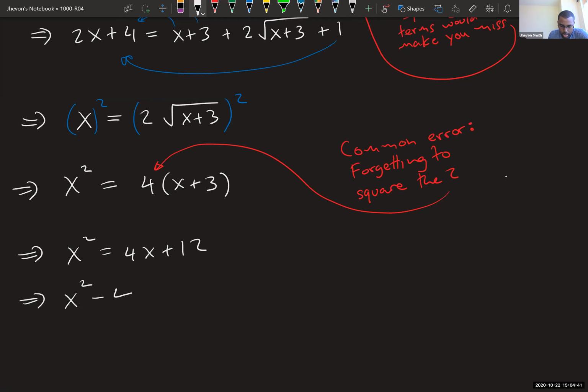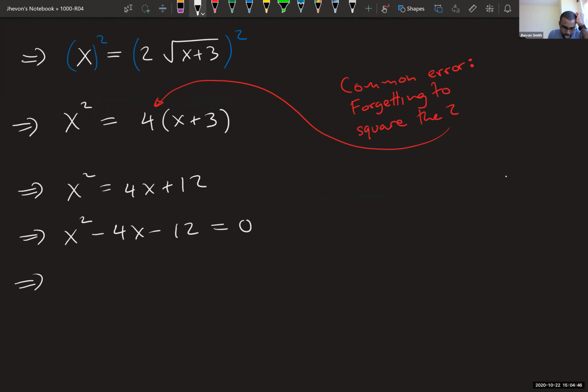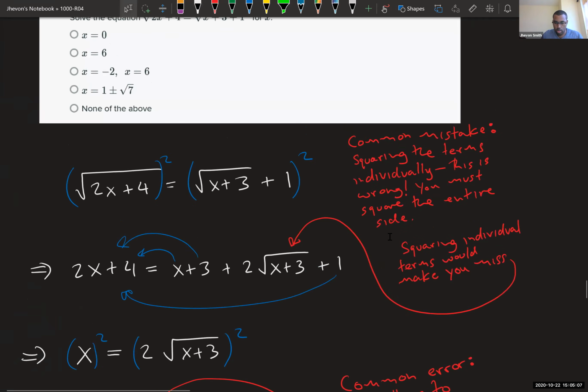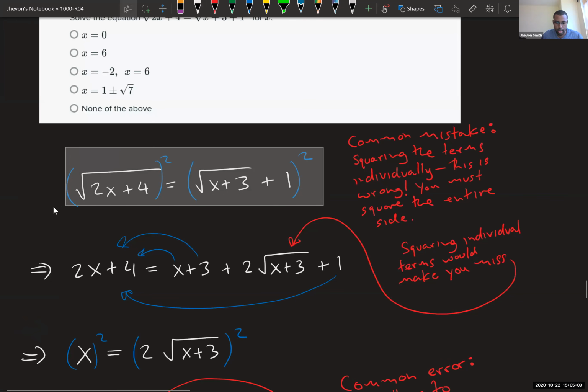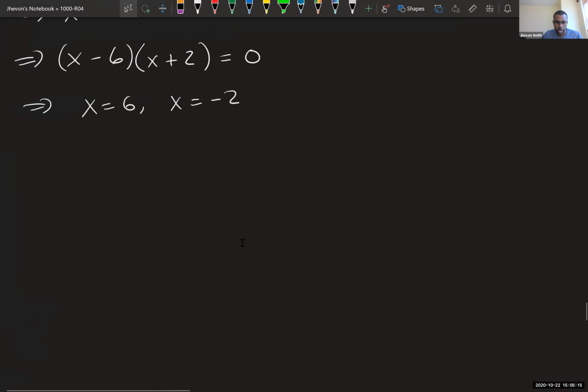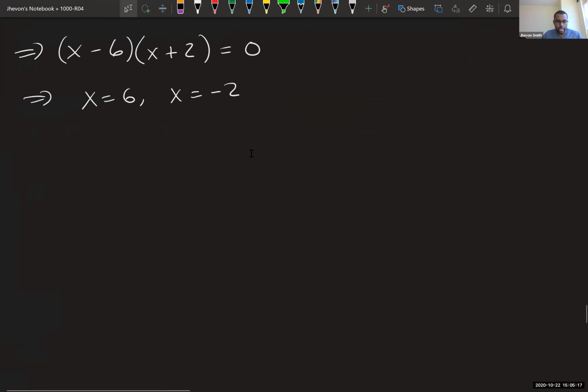We know how to deal with that at this point, hopefully. Bring everything to one side. We want to try to factor, 6 and 2. So you have x equals 6 or x equals minus 2. Now you do need to check these because you're squaring. Remember, squaring will kill negative signs. So you want to make sure that by changing the sign, you didn't actually get something incorrect.